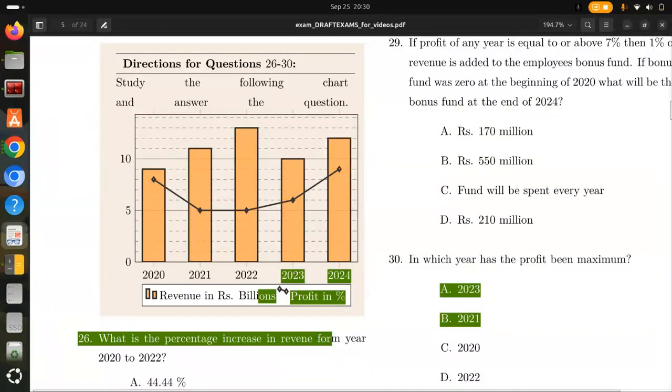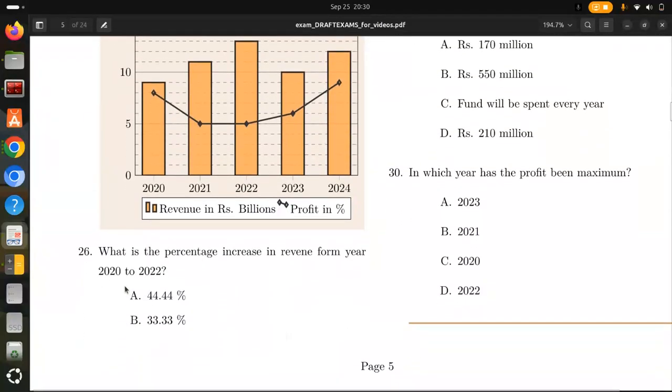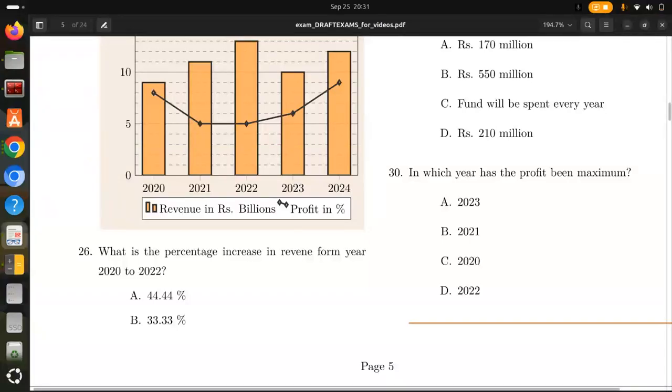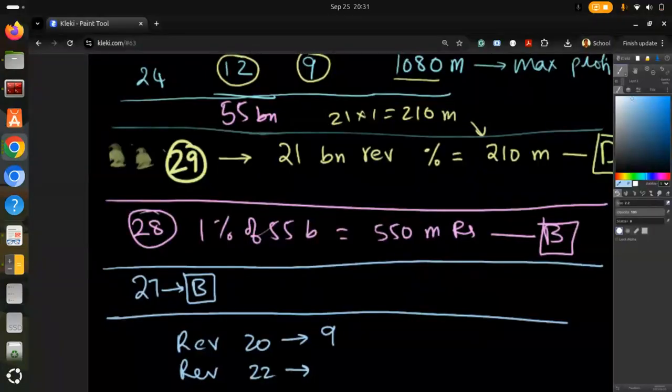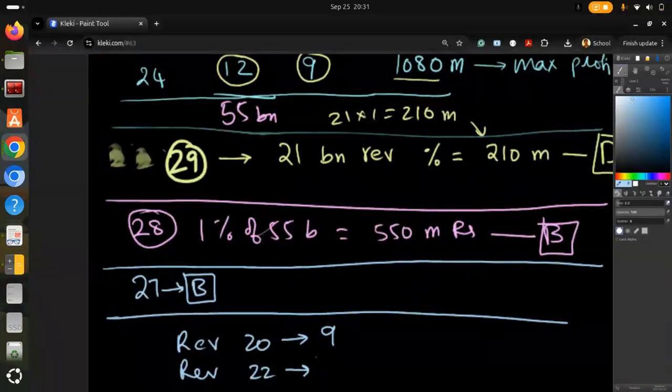So, what is the percentage increase in the revenue from the year 2020 to 2022? Okay, so what is the revenue in 2020? Revenue in 20 is how much? Revenue in 22 is how much? So, revenue in 20 is the bar chart, that is 9 billion, and revenue in 22 is 10 plus 3, 13, so 13 billion. So from 9 to 13, how much is the percentage increase?